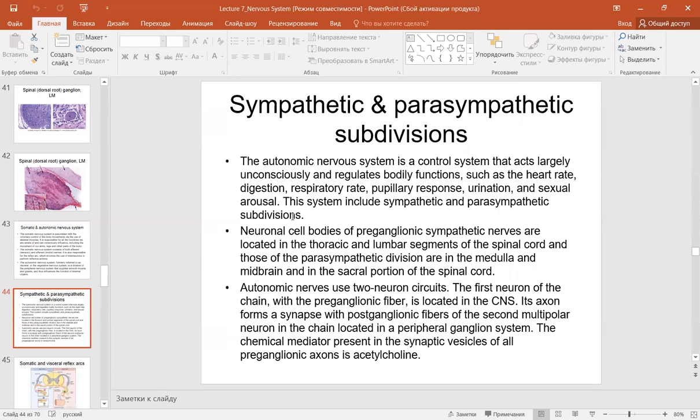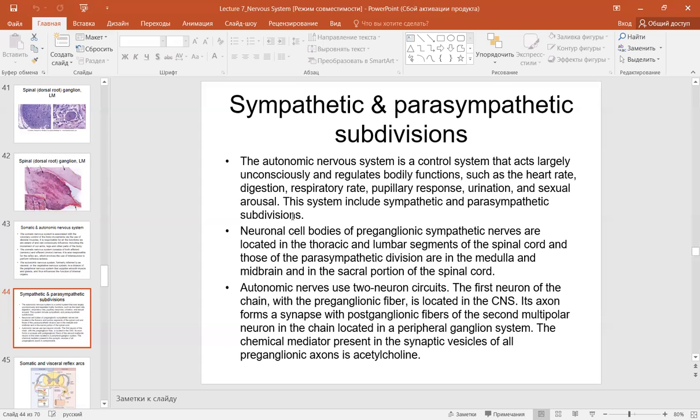Neural cell bodies of preganglionic sympathetic nerves are located in the thoracic or lumbar segments of the spinal cord, while those of the parasympathetic division are in the medulla and midbrain and in the sacral portion of the spinal cord. So the preganglionic sympathetic nerves are called the thoracolumbar segment, and parasympathetic centers are located in the cerebral and sacral portions of the spinal cord.